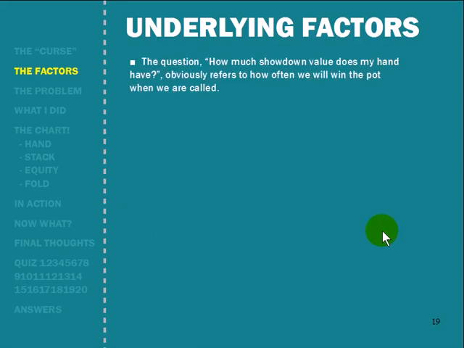Now, these 4 questions, the first question, they're pretty easy, right? How much showdown value does my hand have? That obviously refers to how often we're going to win the pot when we're called. And if you notice the green parts in the formula, that's the showdown value. Your hand strength is that green part.